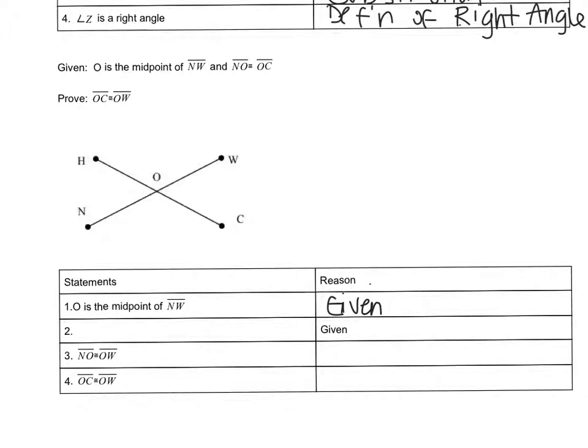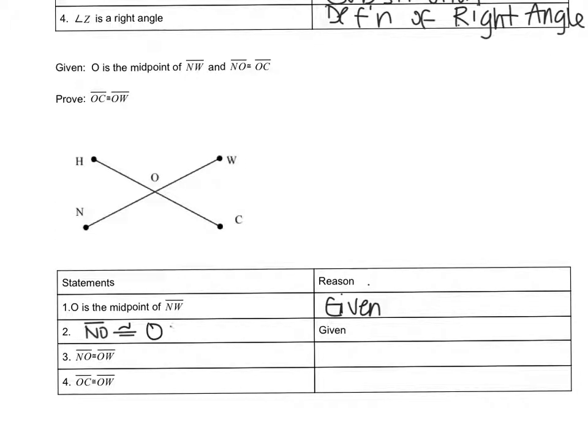It is not the only statement we're given though as well. We see that the reason for our second statement is also given because we haven't listed the fact that NO is congruent to OC yet. So we have a second given statement.